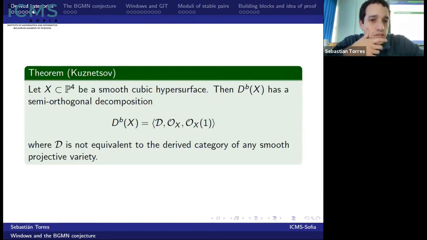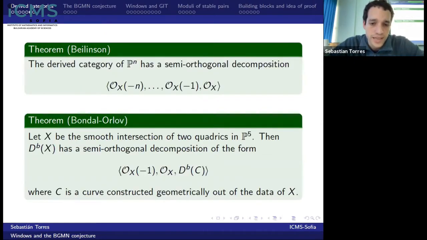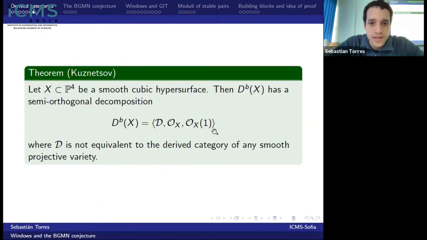And maybe another example, if you have a cubic threefold, you also have a similar orthogonal decomposition like this, where you have OX, OX of one, and then the orthogonal complement to it. It's not something geometric in the sense that it's not the derived category of any smooth projective variety, unlike this previous one. And it should ring a bell, the fact that this one is rational and this one is not. So I don't know much about this entire approach, but there's this idea, I think, by Kuznetsov, that somehow rationality of a variety should show up in what we call the Kuznetsov component. In other words, it should show up in the way that this derived category is split into blocks.